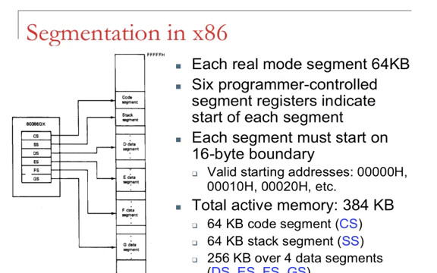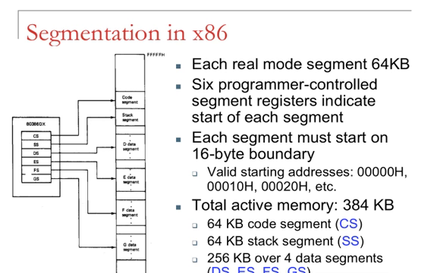Each real mode segment has 64 kilobytes, and we have 6 of these programmer-controlled segment registers indicating the start of each segment. They are here. CS stands for code segment, SS stands for stack segment, and DS stands for data segment. Then ES stands for extra segment, and then you have FS and GS. I don't really know what they stand for.